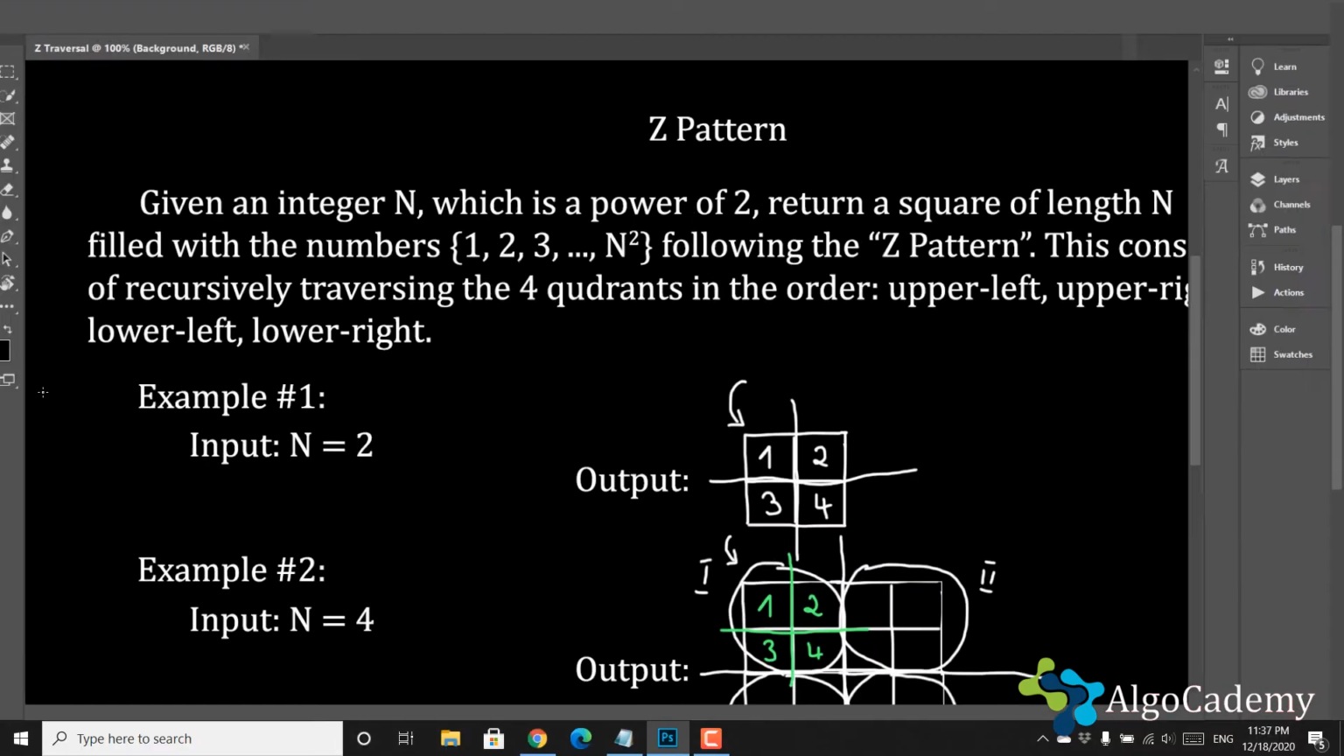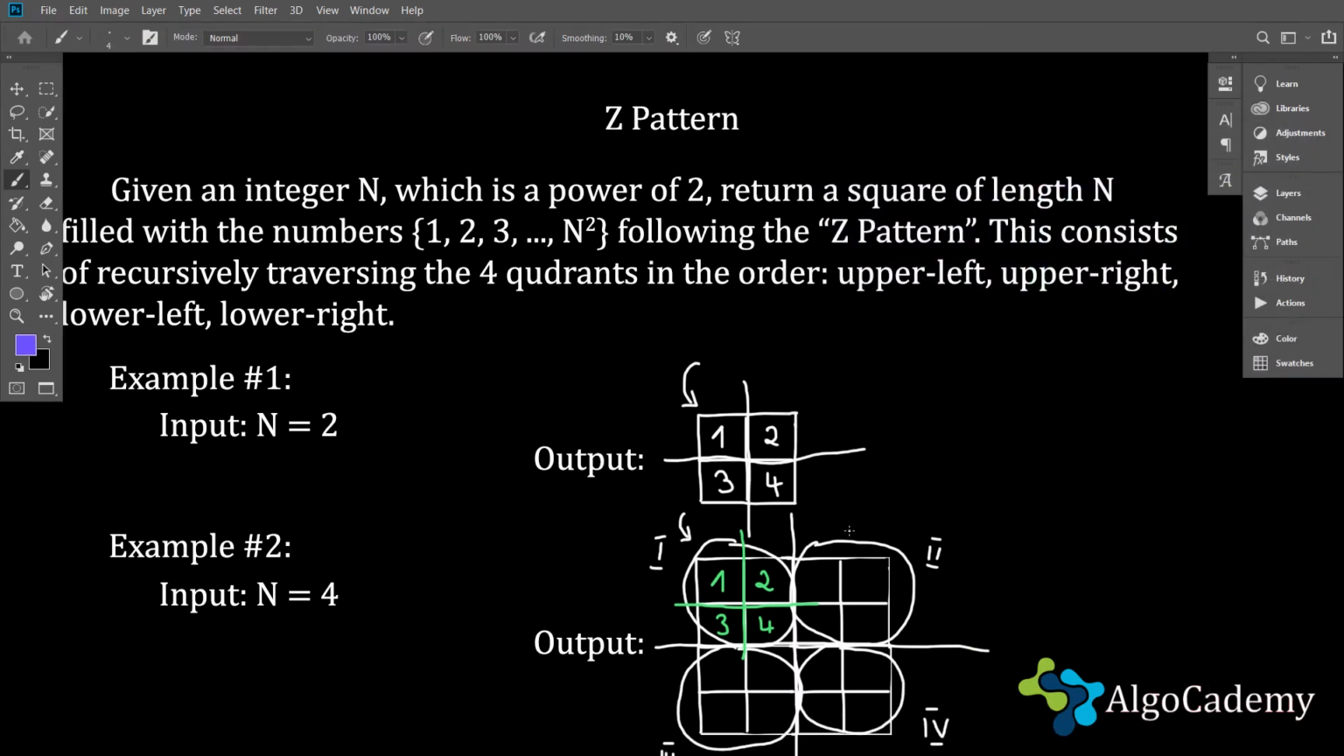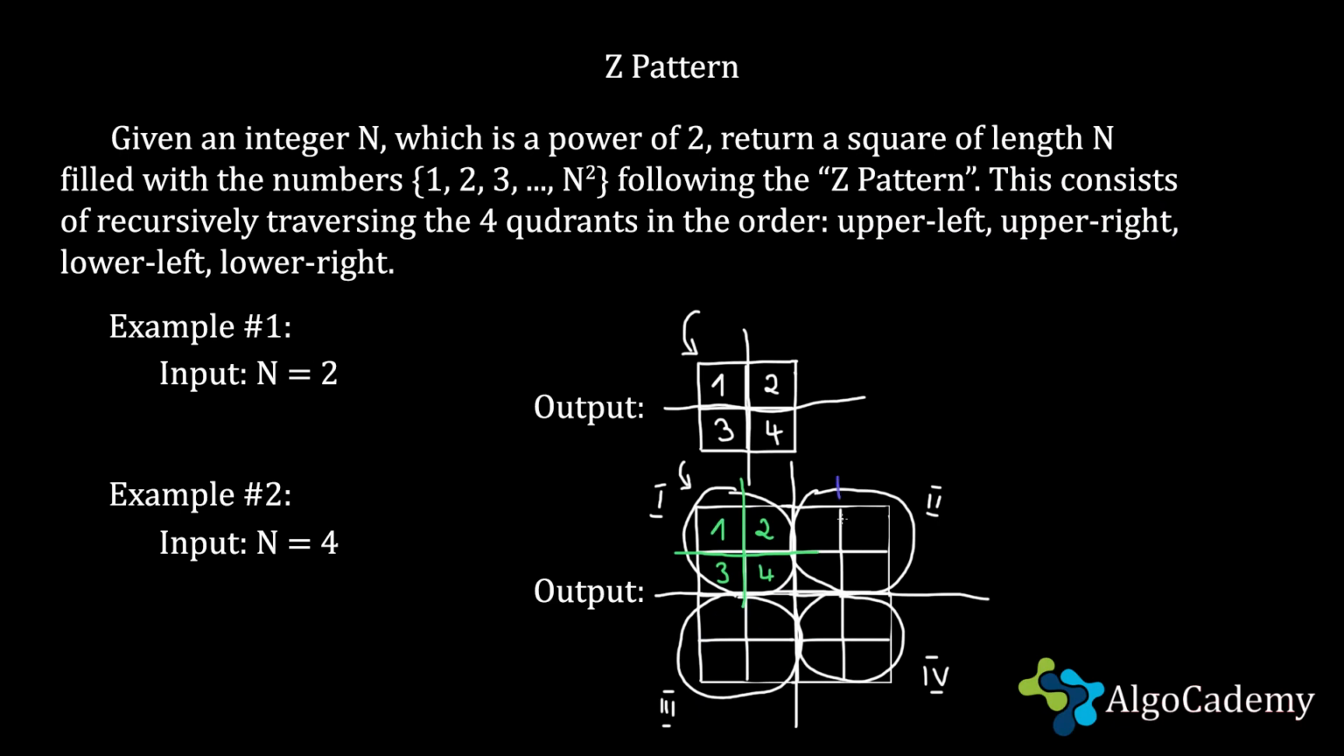Let me pick another color for this because we are going to also split it into 4 quadrants. So look what I do. I split it into its 4 quadrants. And because now each quadrant is a square of length 1, I can fill them with numbers.